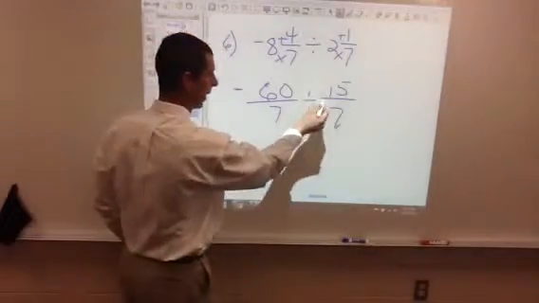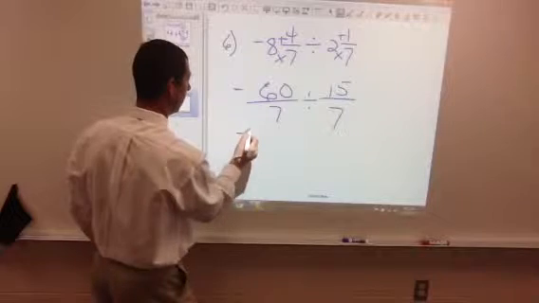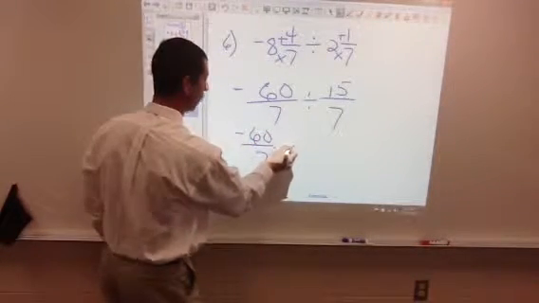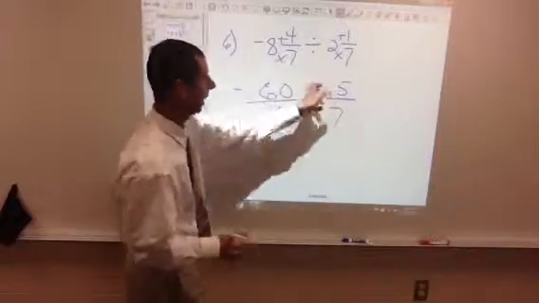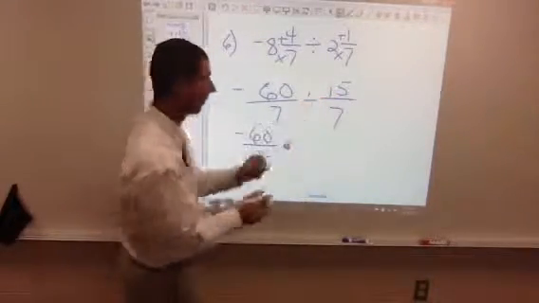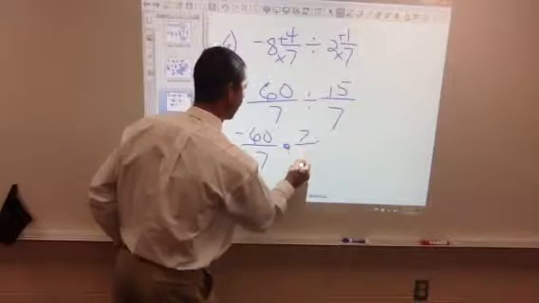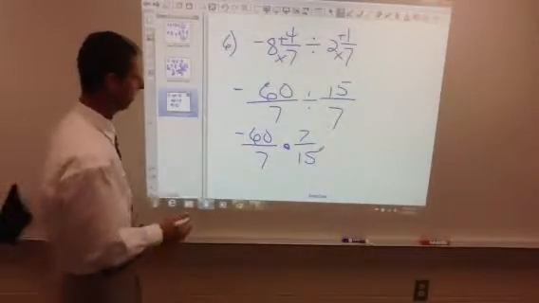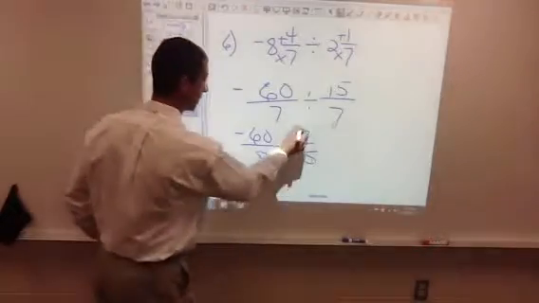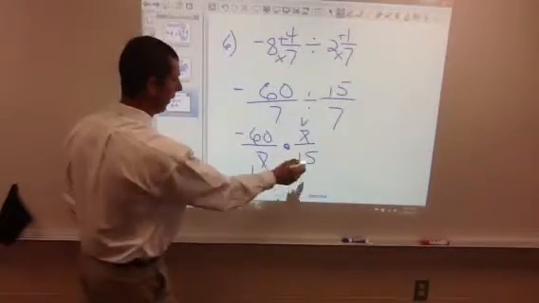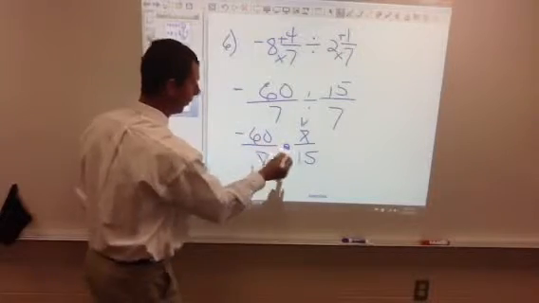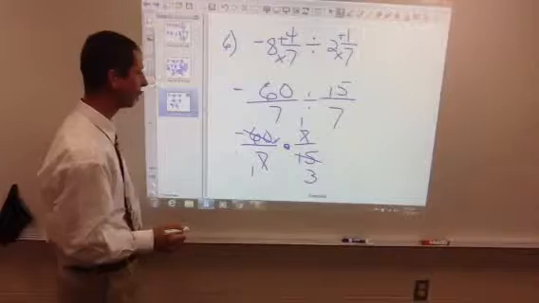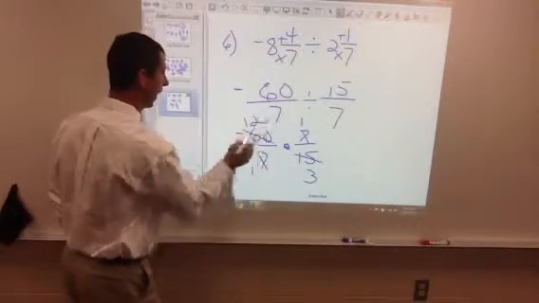But we got to flip. We got to change this to multiplication. So once again, negative 60 over 7, and we're going to change it to a multiplication problem. We have to write the multiplicative inverse. So this becomes 7/15. Now we can do reducing. 7 goes into 7 once, into 7 once. 5 goes into both of these numbers. 5 goes into 15 3 times. 5 goes into 60 12 times.